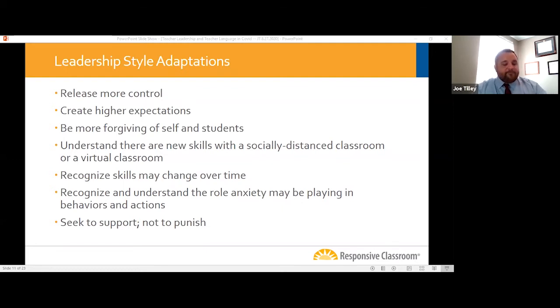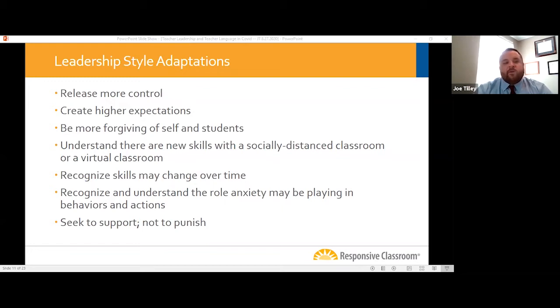And then lastly, always remembering that when it comes to the way that a responsive classroom teacher is designing their management style, their skills, their strategies, it's always working to support students and not to punish them.